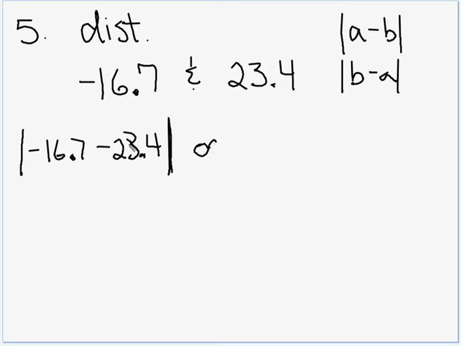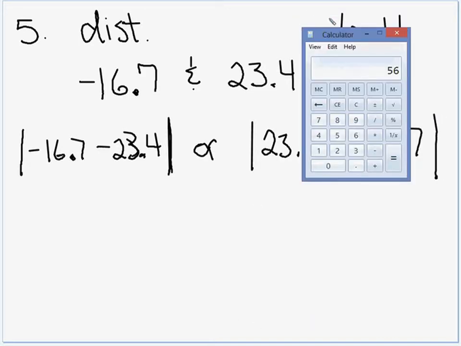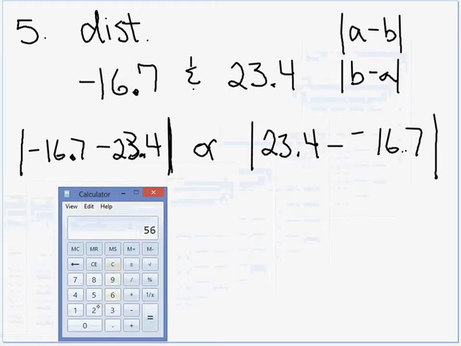Or it would also be correct, I'll fix that 3, to reverse that. We could have the 23.4 first, and then that would be minus the negative 16.7. And if I bring up the calculator here, negative 16.7, I guess I need the number first, 16.7, and that's negative, minus 23.4, and that is equal to negative 40.1.